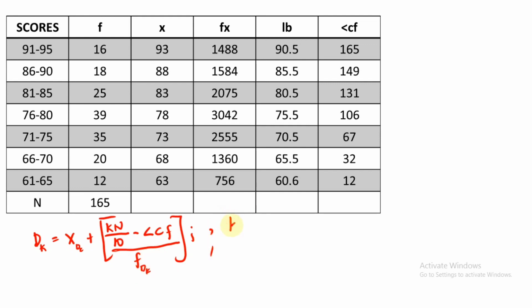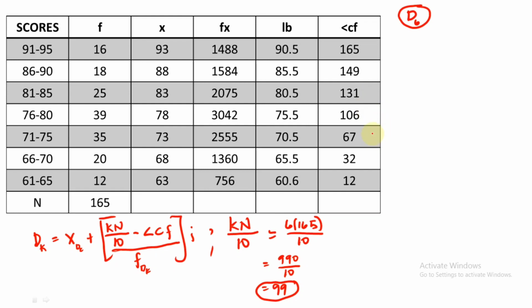Again, we will find the value of K times N over 10. Our given is D sub 6. Okay, decile 6. So we have to substitute. So 6 times 165 over 10. So 6 times 165, that is 990 over 10. That is equivalent to 99. So 99 lies between 67 to 106. So our decile class is this. The decile class is this.